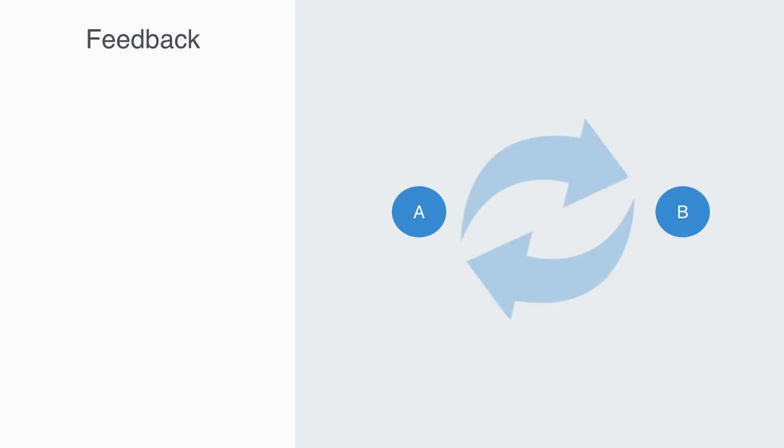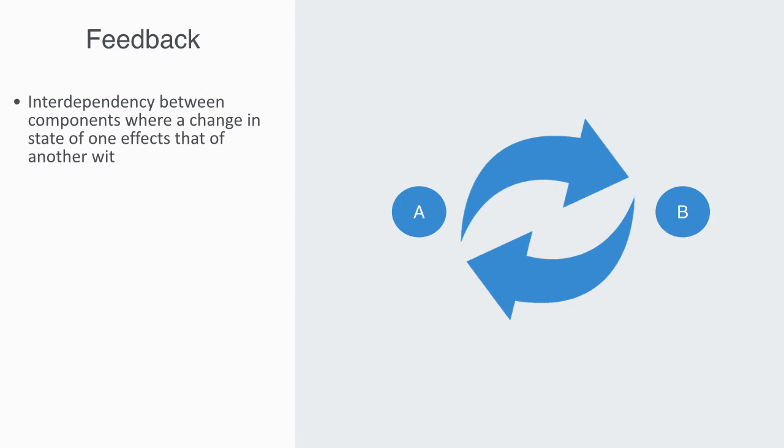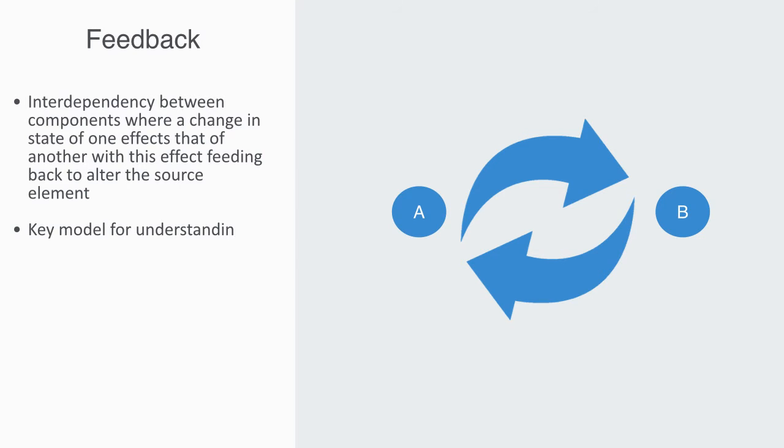A feedback loop defines a relationship of interdependency between two or more components, where the change in state of one element affects that of another, with this effect then in turn feeding back to alter the source element. This dynamic, captured by feedback loops, plays a fundamental role within the self-organization of elements within complex systems. They are also a key model for understanding how nonlinear systems like markets and economies evolve over time.